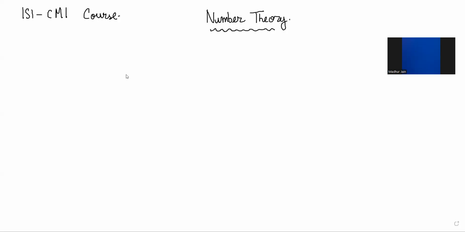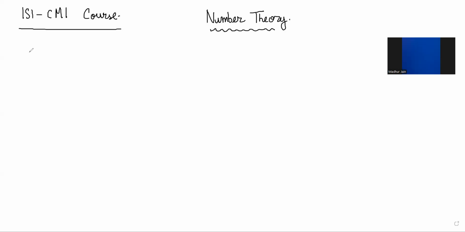Good evening. So we have discussed so far polynomials and quadratic equations. We'll start with a new topic from today. This is number theory. We'll start with some basic questions that have appeared in the number theory section in the exams in the last 10 years.